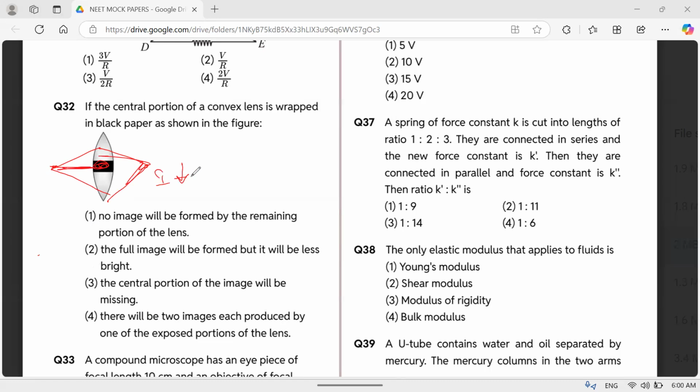Okay, so that means brightness will reduce, but there will be no effect on the size. It will form at the same position. What is the answer? No image has been formed by the remaining portion of the lens. No, it will form. The full image will be formed, but it will be less bright. Second option. Sure.